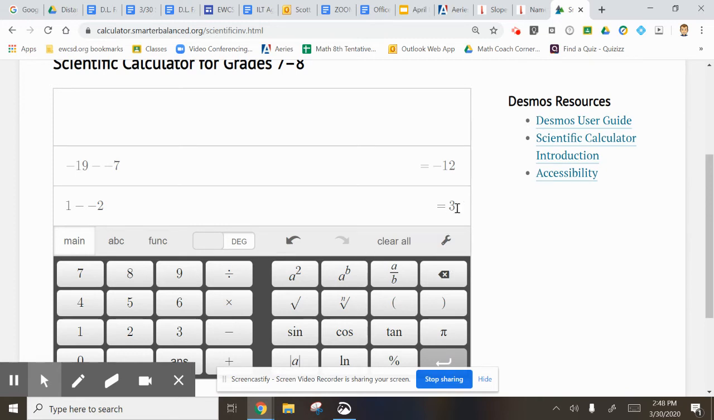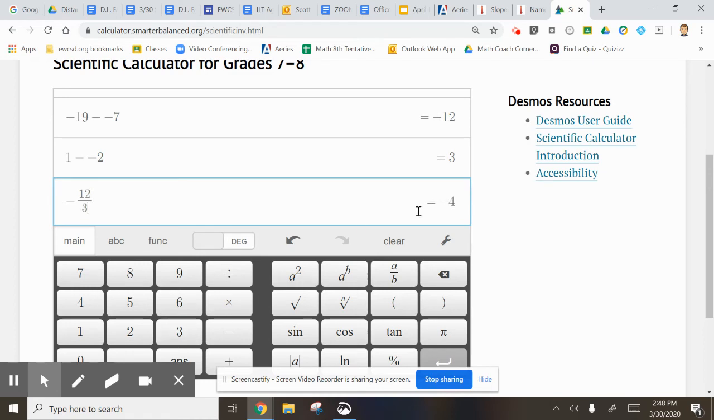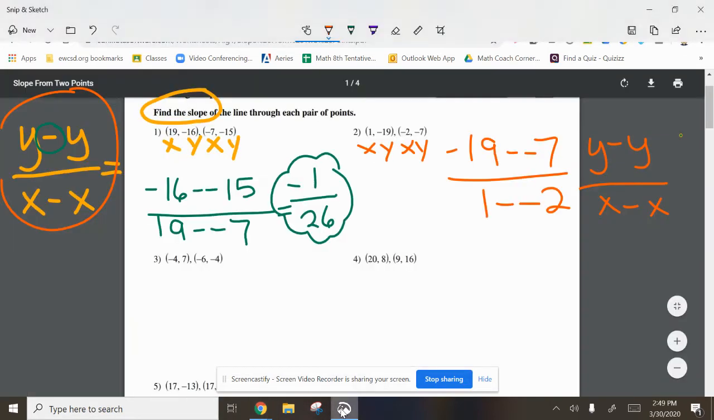Well, let me show you something else here. You should make sure, if you didn't see that in your answers, negative 12 over 3 would reduce to negative 4 over 1, right? 3 goes into 12 4 times. So negative 4 would actually be your final answer. So for this one, it would be negative 4.